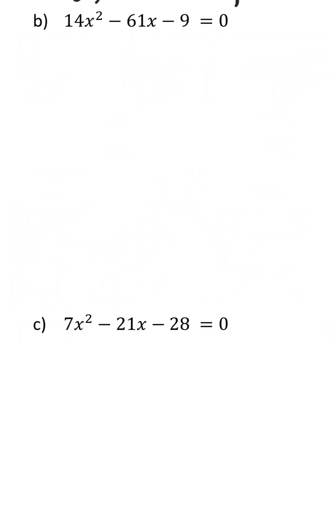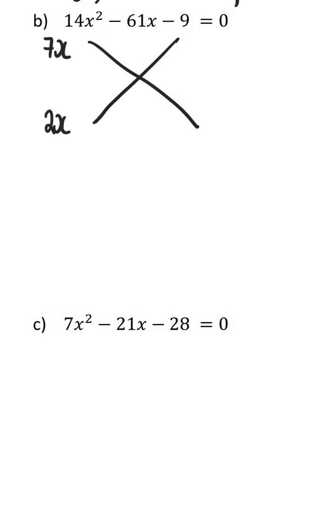Okay, let's move on to the next one. Again, it's a trinomial, so we always start with the cross method when we have 3 terms. 14x squared. What are the factor pairs of 14x squared? It could be 7x and 2x, or it could be 14x and 1x. I'm going to try 7x and 2x, just see what happens.